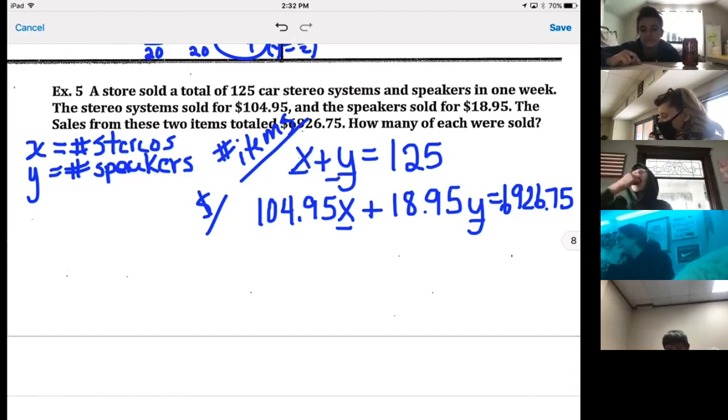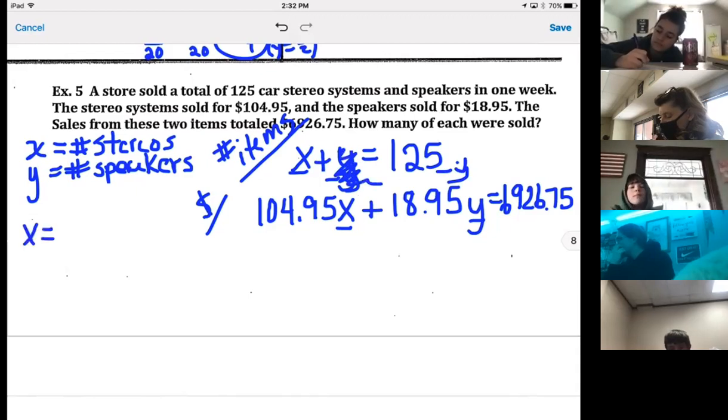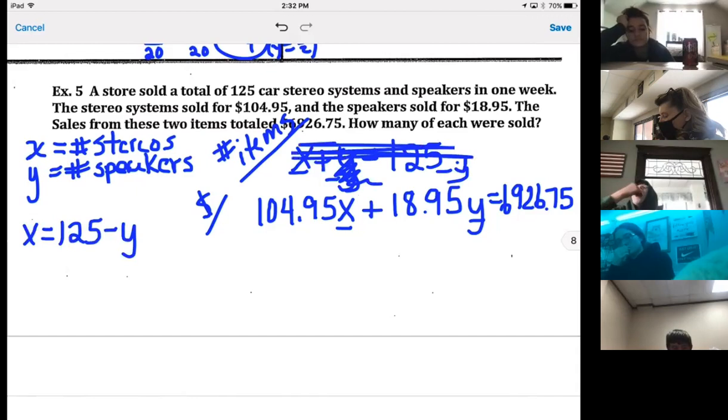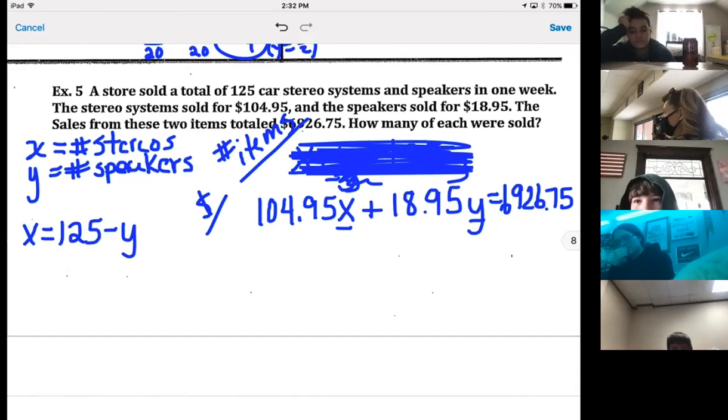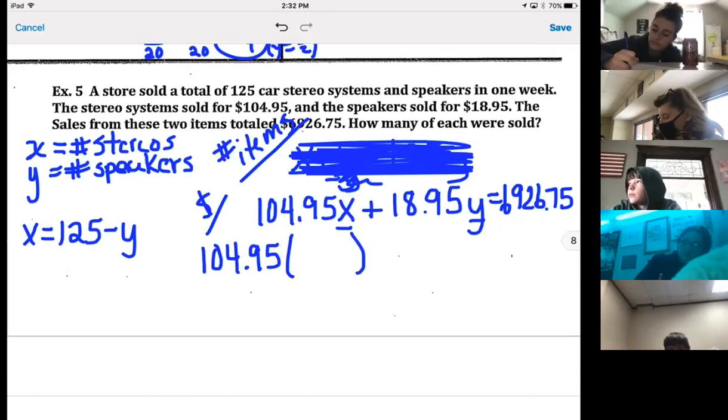So let's solve for X just because it's new. Okay, so we're gonna throw the Y over by subtracting. So we have X equals 125 minus Y. We can get rid of this one. We're not using that one anymore because we got the new improved version. Okay, so now we're going to replace the X in the other equation with our new value of X, which is 125 minus Y. Everything else stays the same.